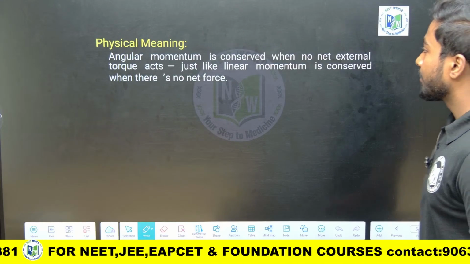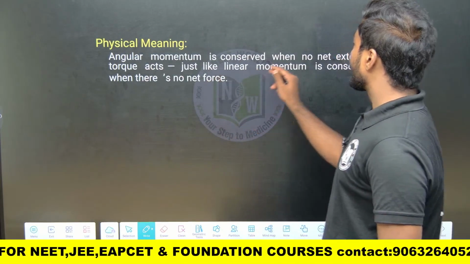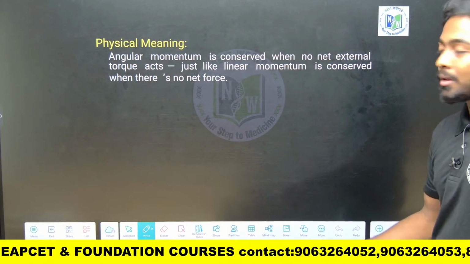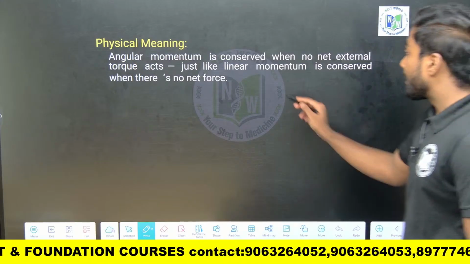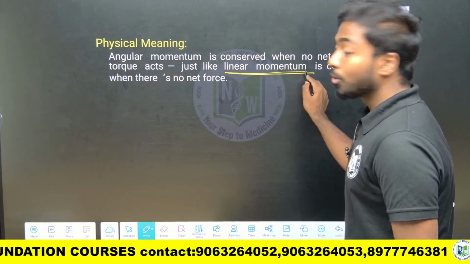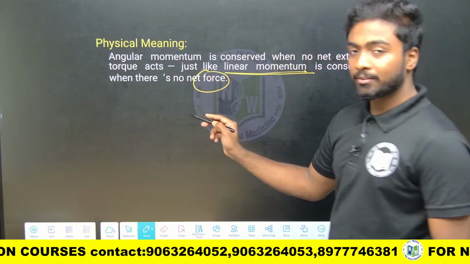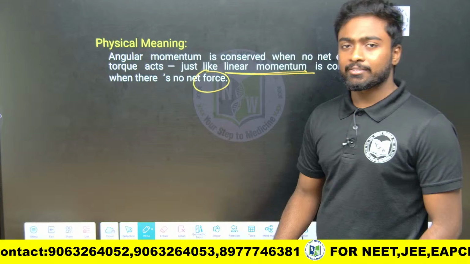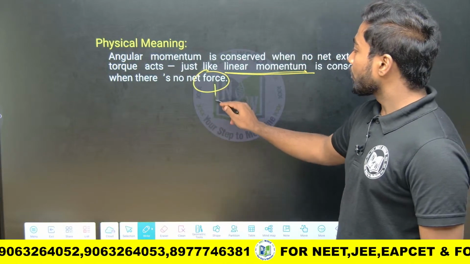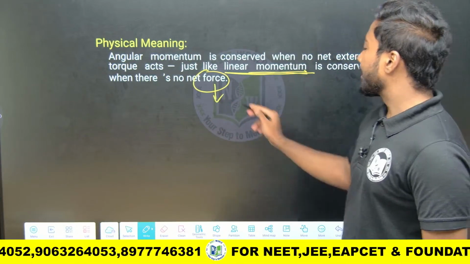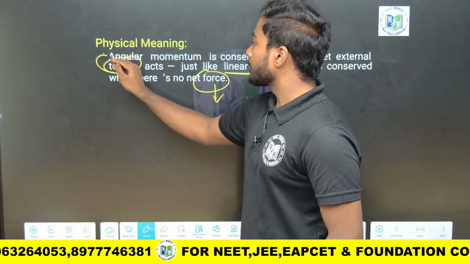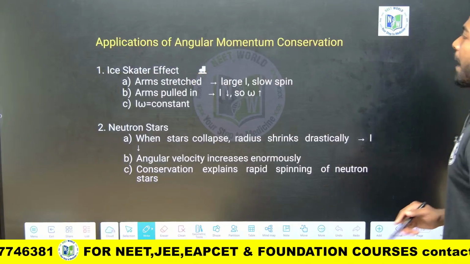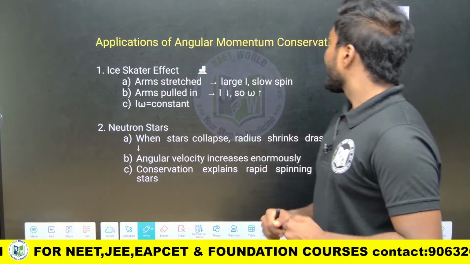Next, the physical meaning: angular momentum is conserved when no external torque acts, just like linear momentum is conserved when there is no net force. For linear motion we talk about force, and we studied torque in the previous class, so force is for linear and torque is for angular. Now, applications of angular momentum conservation.